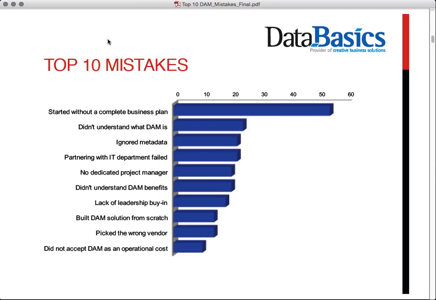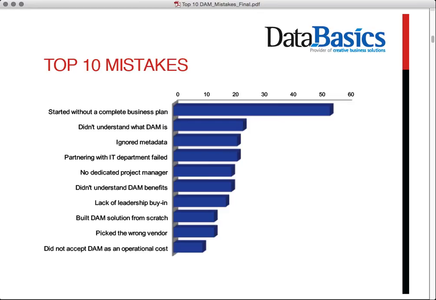The number 1 mistake, started without a complete business plan, scored 54, which is over twice any of the other mistakes combined. If you add that up with the second mistake, didn't understand what DAM is, you come up to around about 1/3 of all of the responses provided. So you see those 2 top items, they're the big winners by far. That they, I think, need to be addressed separately.